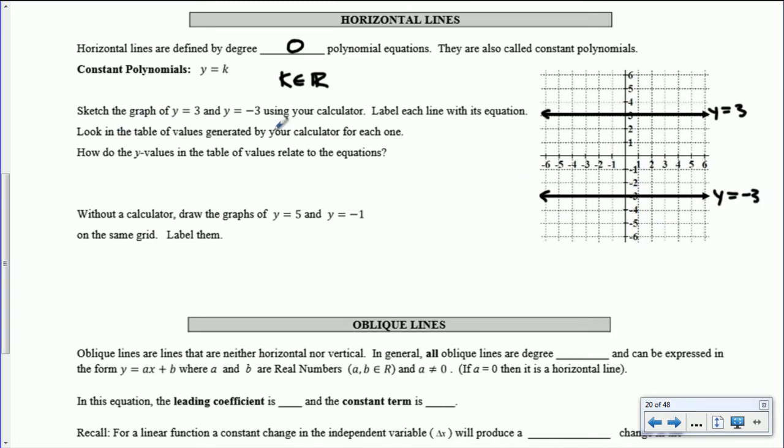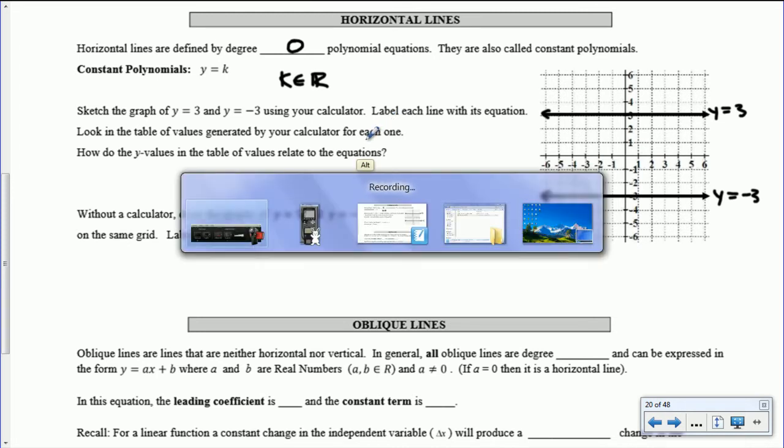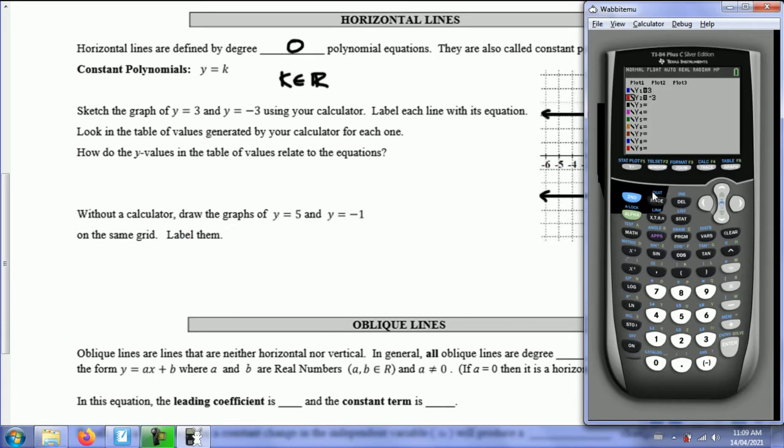Okay, look in the table of values generated by your calculator for each one. So let's check that out. If I want to see the table of values, I go second and then graph. There we go. So we see a range of x values, and for the line y equals 3, it is 3 for all values of x, no matter where I go. And for the line y equals negative 3, it's always negative 3 as well. So it's unchanging.